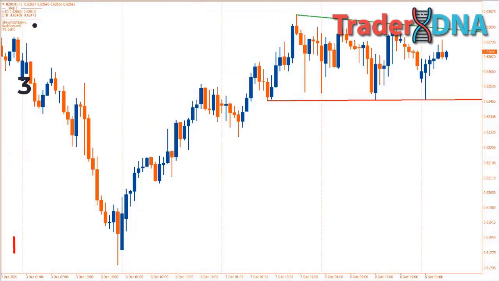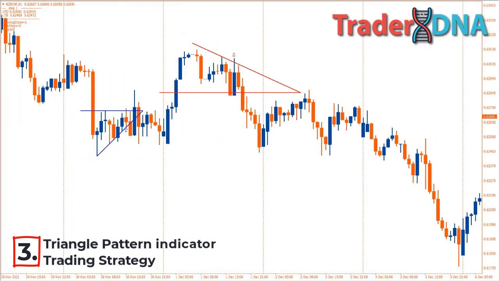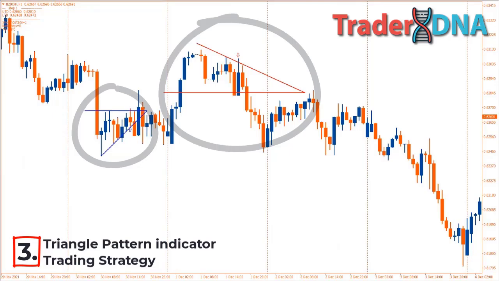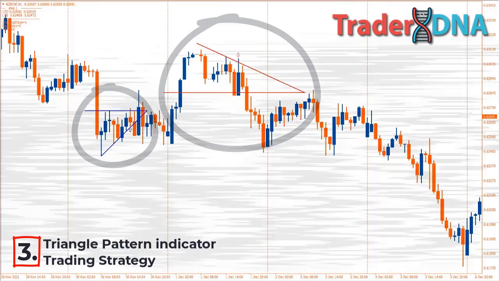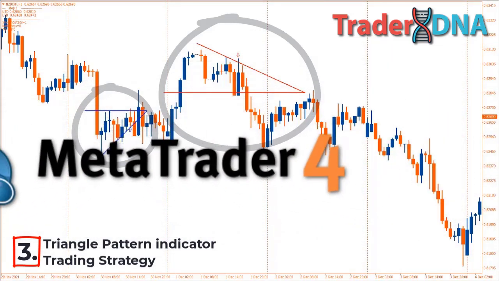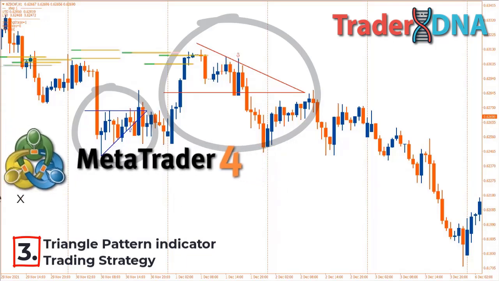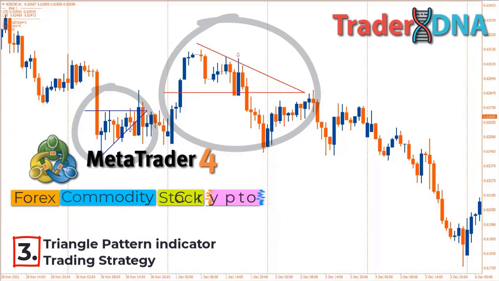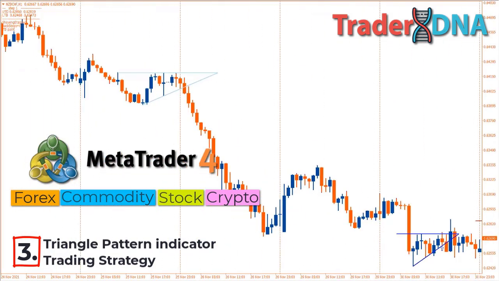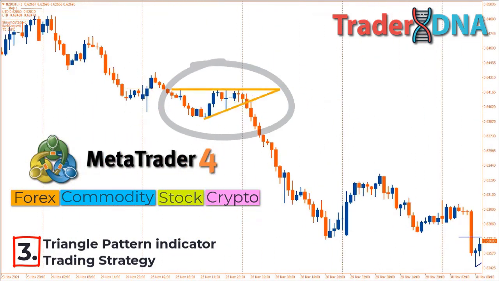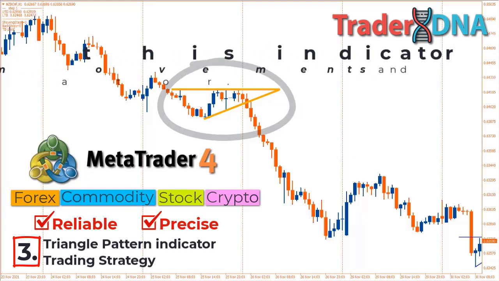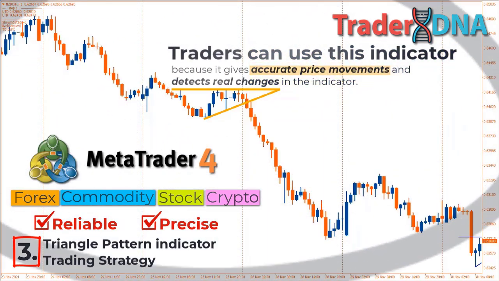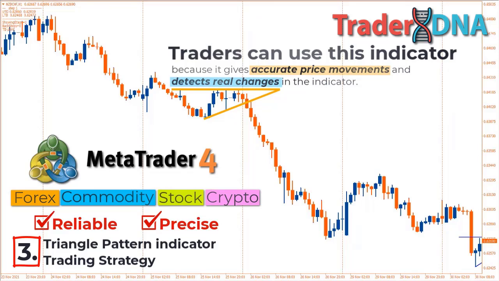Triangle Pattern Indicator. This triangle pattern indicator is a custom tool for technical analysis. The triangle pattern indicator is a MetaTrader 4 indicator used to detect the trading patterns in the forex, commodity, stock, and crypto market. It is used to detect the technical formations, and these technical formations are known as triangles. Triangle pattern indicator is a reliable and quite precise indicator. Traders can use this indicator because it gives accurate price movements and detects real changes in the indicator.